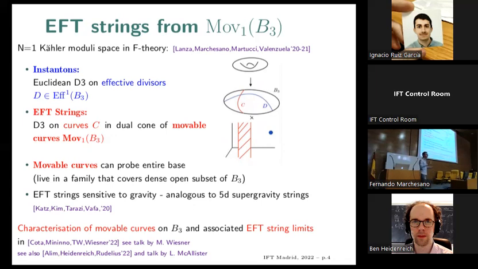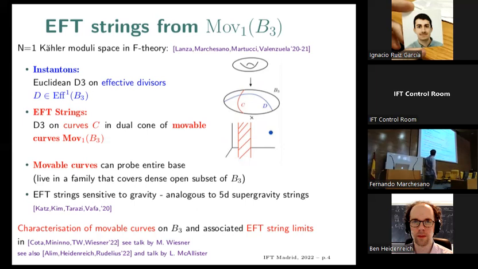The set of curves dual to the set of effective divisors is called the movable cone of curves. As the name suggests, these are curves which are non-rigid. They can probe the entire base, living in a family that covers a dense open subset of B3. Therefore these are the objects to look at in the context of quantum gravity, because they can talk to everything in the bulk, where gravity lives, as opposed to strings which become strongly coupled in SCFTs, since these are only sensitive to certain gauge sectors. The characterization of this cone of movable curves in the Kähler threefold of F theory will be one of the topics discussed by Max Wiesner.